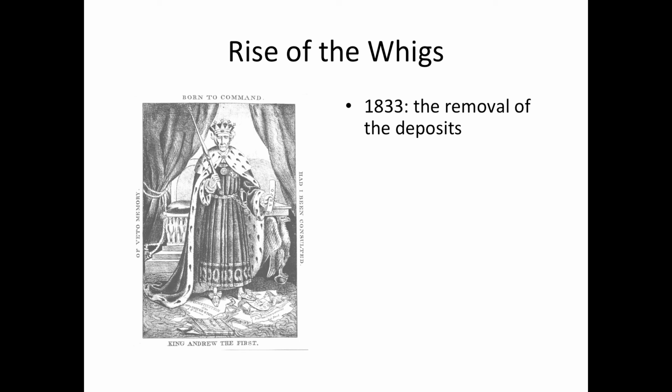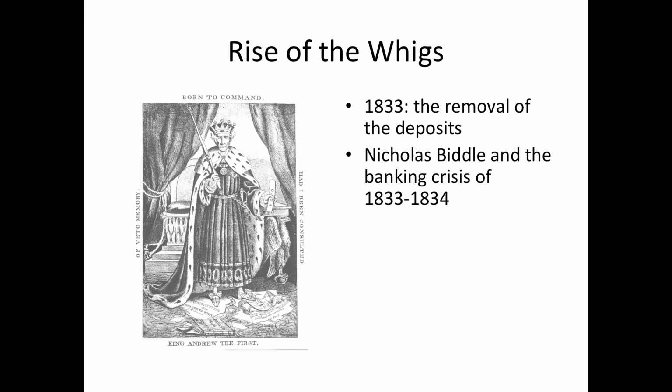Suffice it to say that their policy was a bad miscalculation, and that they also faced down a president of the Bank of the United States, Nicholas Biddle, who deliberately contracted the money supply to create general hardship, which would make things politically difficult for Jackson. He admits this in private letters, so we know this is a matter of historical fact. And it worked. We have a banking crisis in 1833 and 1834.